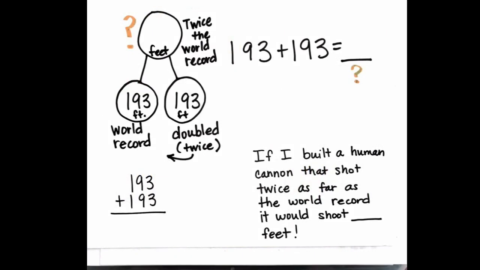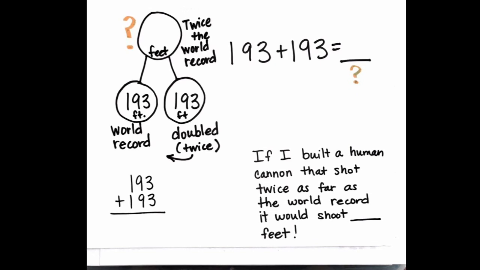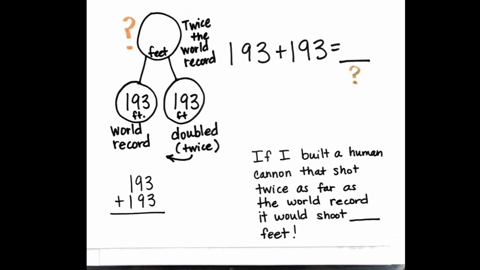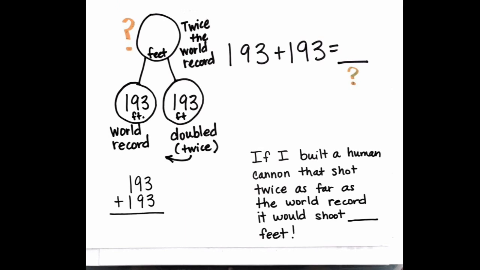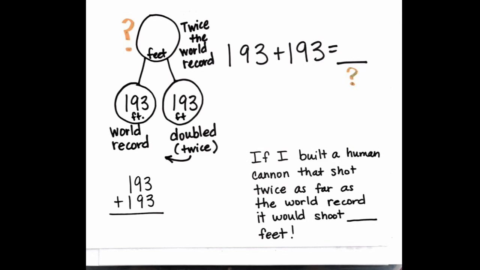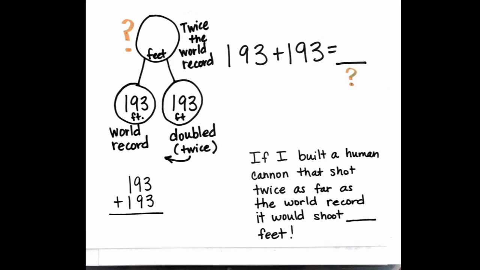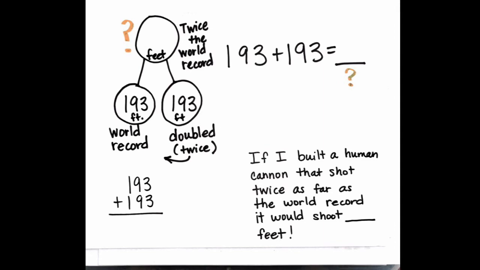Add 2 problems also have a number bond. So here we don't know the total for the twice the world record, but we know that the world record is 193 feet. So I've labeled the feet FT period for the abbreviation for feet. And then I've just put it in both of the addends since we're doubling it. Twice means doubled. So my equation is 193 plus 193 equals blank.